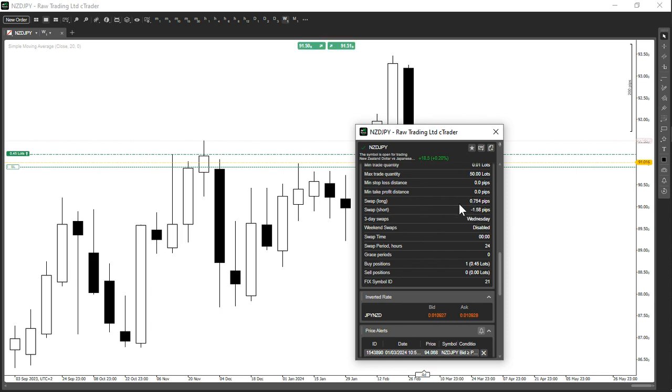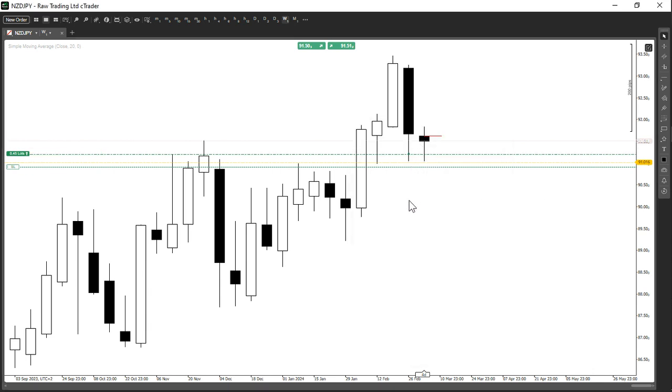Why do we have a positive interest payment if we're buying NZD JPY? Simple. The New Zealand dollar has interest rates of 5.5%, whereas the Japanese yen has interest rates of negative 0.1%, which is why we are getting a positive swap that is greater compared to NZD CHF, because there is a bigger interest rate spread between New Zealand and the Japanese yen. So I am also getting paid for holding, and that is why I am still comfortably holding the position.